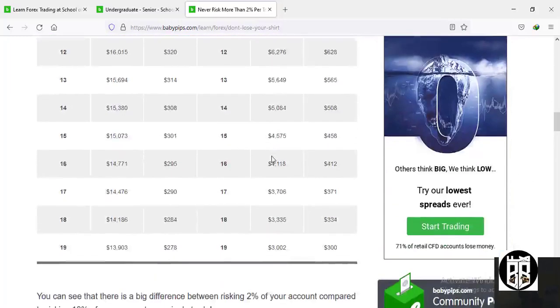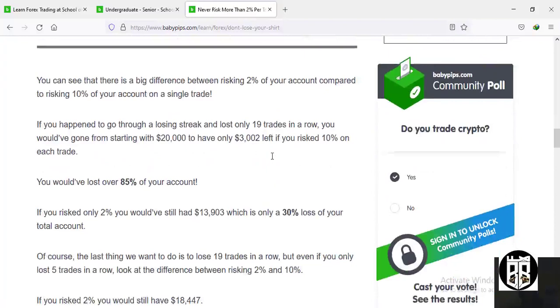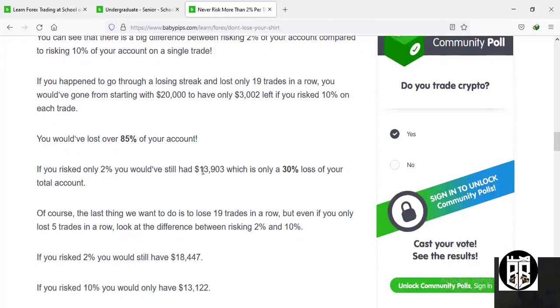Now look, supposing you go through a losing streak, what will happen? If you have gone through a losing streak of 19 trades in a row, and you have an opening account balance of 20,000 US dollars, you will have only $3,000 left if you risk 10% per trade. Now you would have lost over 85% of your account. Now if you risk only 2% of the same account balance, you would have $13,900 left, which is only about 30% lost.